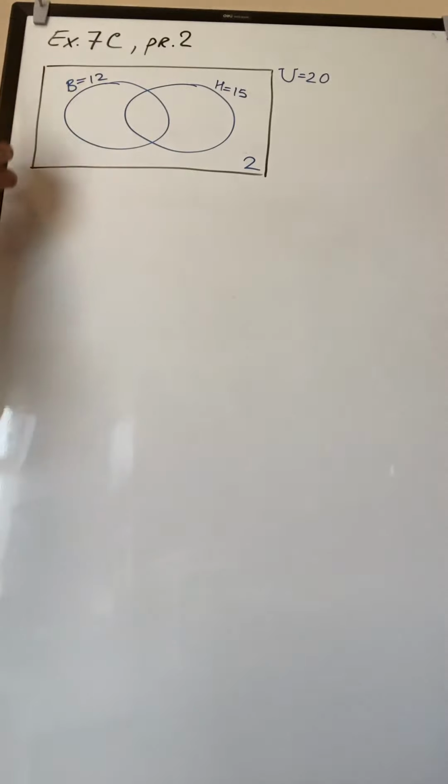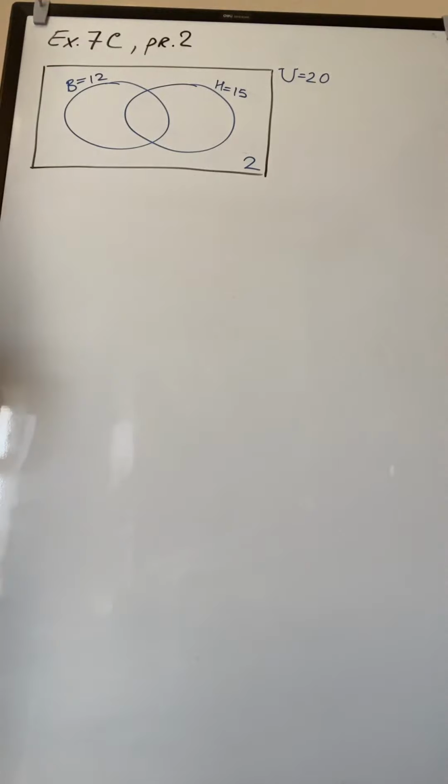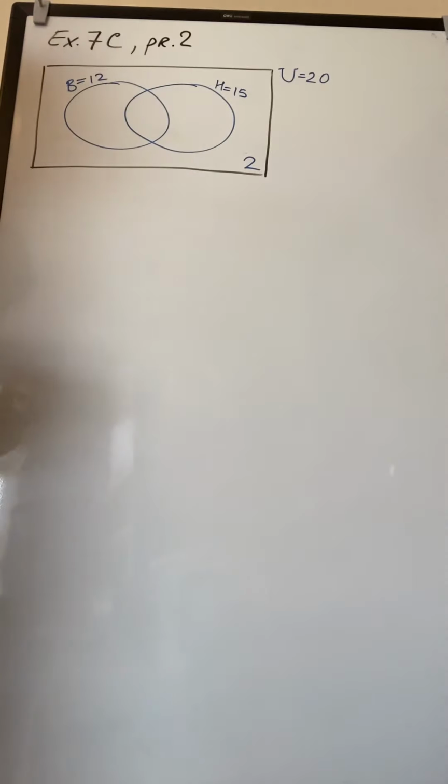We're constructing a Venn diagram, okay? So one circle for biology, another circle for history. They gave us 2 subjects. Sometimes you will have 3 circles, but in this case, there are only 2 subjects. They're overlapping. Why? Because there will be students that study both biology and history.